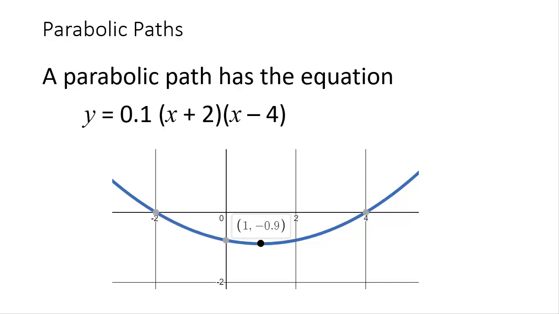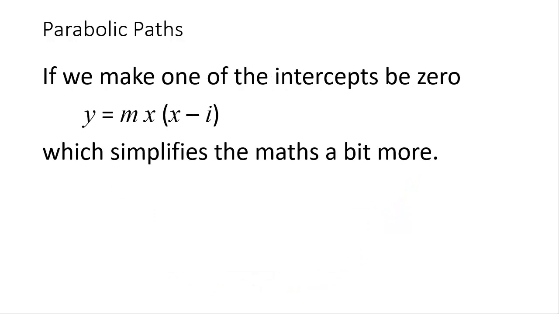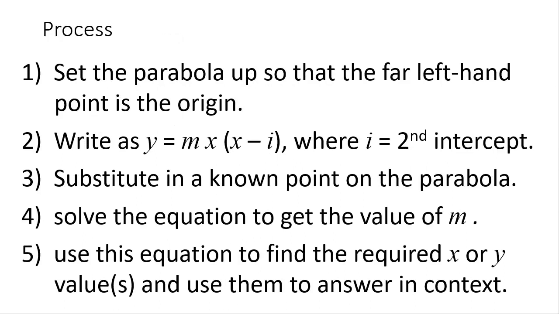We can make life a little bit easier if we make one of the intercepts 0, because x minus 0 is x, and that just makes life a lot easier all the way through. So this is the process. We'll go through each step in an example, but basically we're going to do what we did before just then in our revision, and then do it in the context of a problem. So this is how we go.